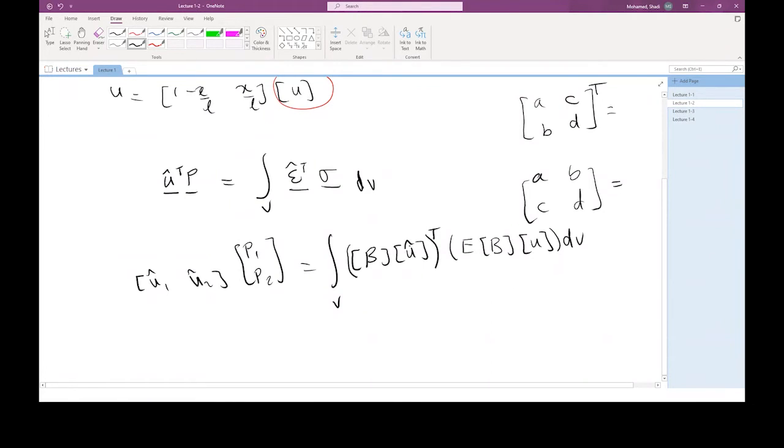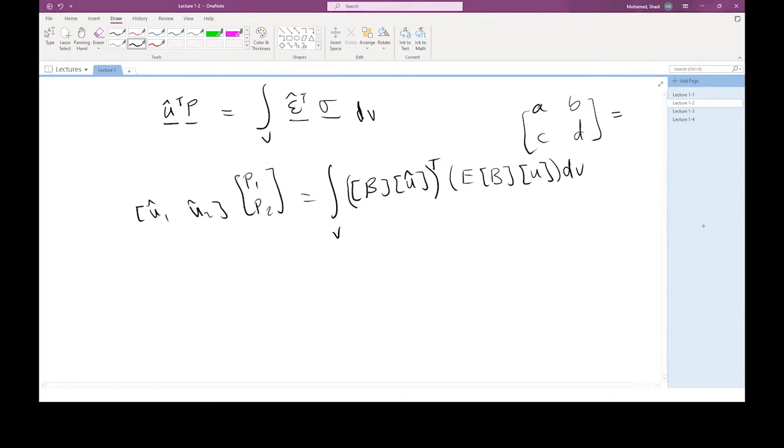Now, the transpose of a multiplication, this is math, so you switch the location and you find the transpose of individual matrices. So then we have the transpose. As I said, the transpose is going to be just switching these two matrices and applying the transpose of each one of them individually. So this is the transpose of U hat, and this is B transposed multiplied with E, multiplied with B, multiplied with U, dV, and this is the integration over the volume.